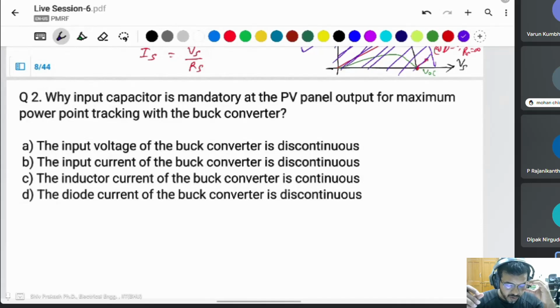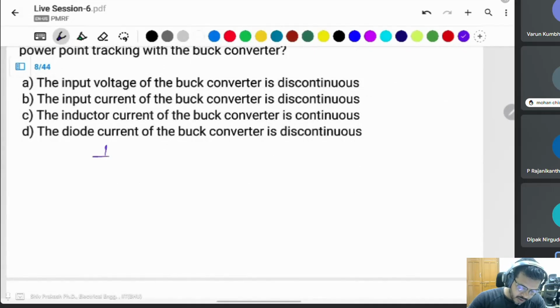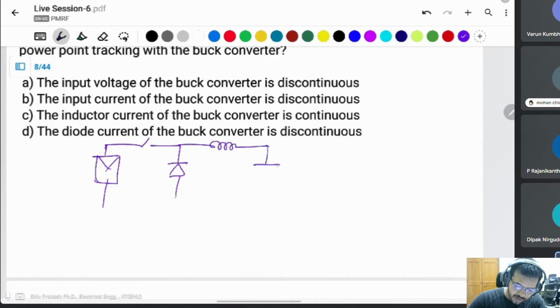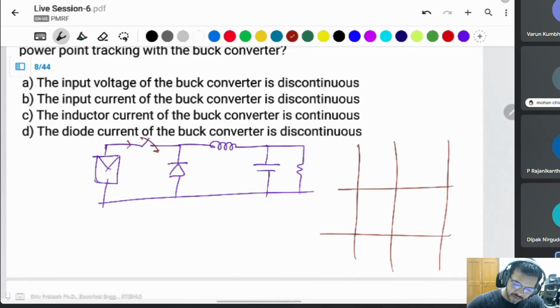The second question is asking why input capacitance is mandatory at the PV panel output for maximum power point tracking with the buck converter. You know the buck converter circuit? The switch is here and the diode is here, like that. When the switch is on, current flows during the on time. Suppose this is the off time. This is IL, and this is IS, the source current.